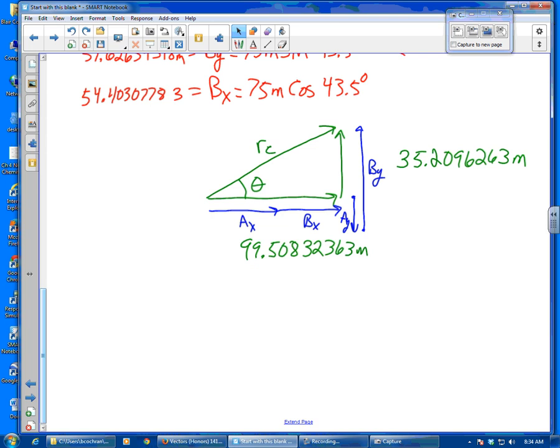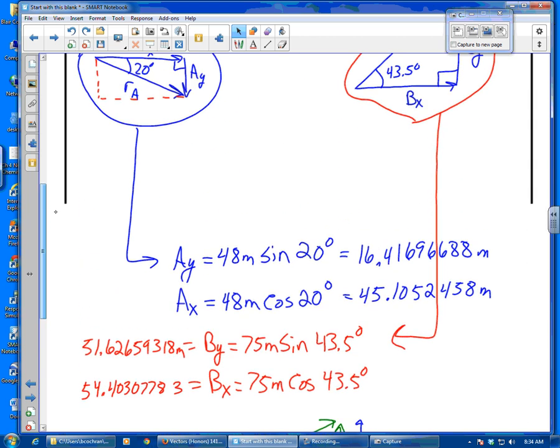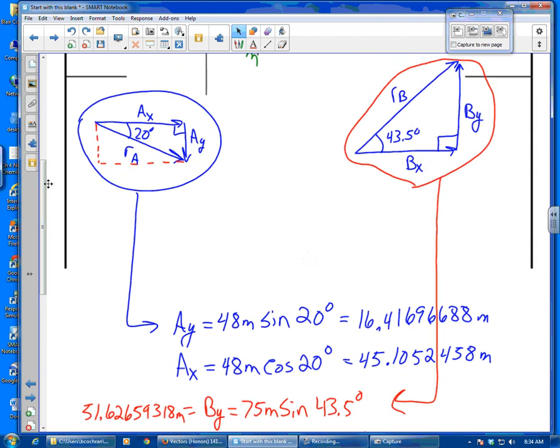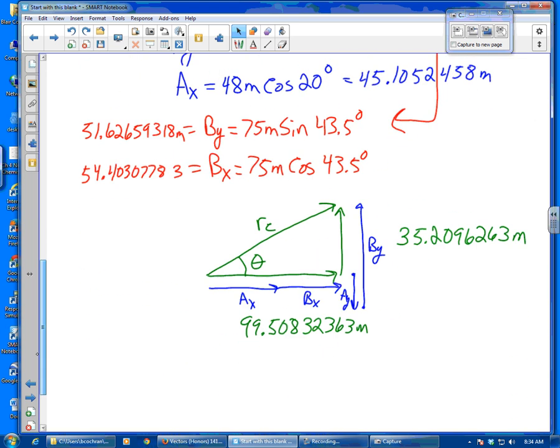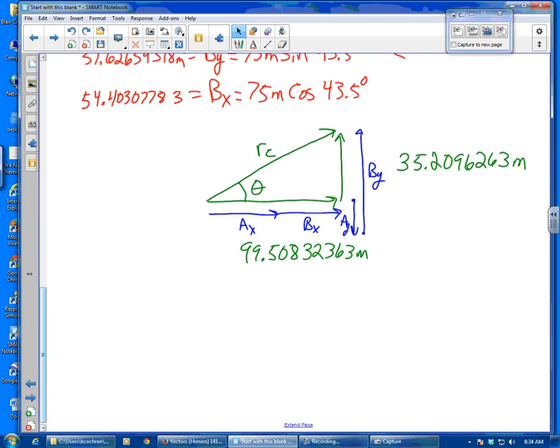Steven, did you have a question? How'd I get AY? Back up here, it was opposite, so I did sine of 20. And then I remembered when I combined it with BY that it was negative because it was pointing downwards. That's why it's really important when you draw the components or draw the vectors to make sure you include direction.